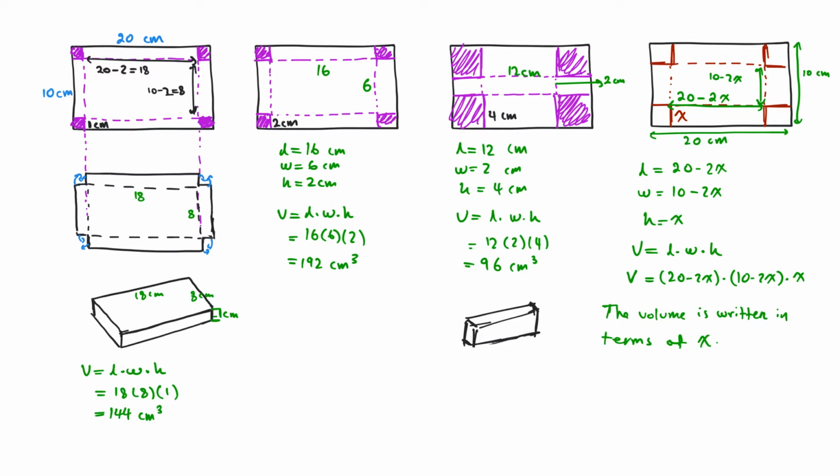And what we're going to do next is figure out how we can use this idea to find the maximum volume and what cutout length actually gives us that maximum volume. Alright, so we looked at this box, and we figured out that the width of the box was equal to 10 minus 2x, the length was equal to 20 minus 2x, and the height was equal to x, giving us a volume of 10 minus 2x multiplied by 20 minus 2x multiplied by x.